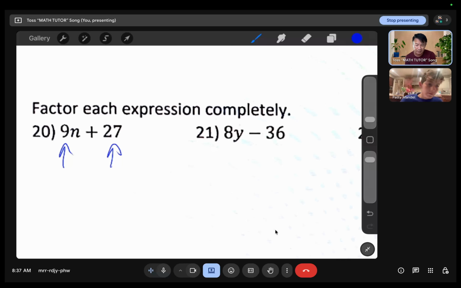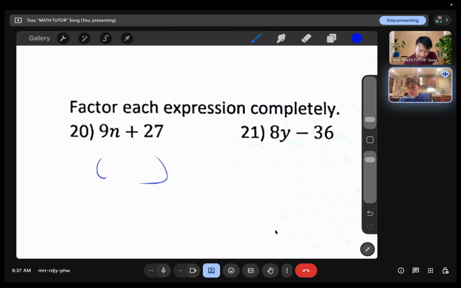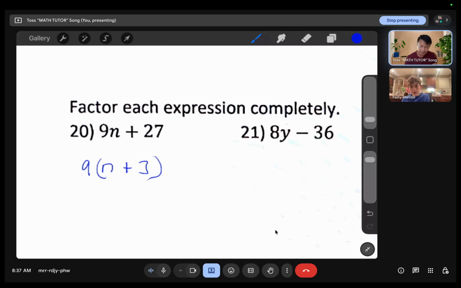So, okay, what do you think? Yeah. What is the GCF? 9 times... 9, parentheses. Okay, good. So it'd be 9 on the outside, a parenthesis, and what's inside the parenthesis? N plus 3. Plus 3. Yeah, you got this. Yeah, I know you went over this already, so I'm glad.